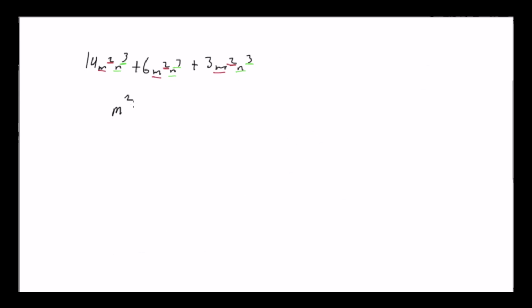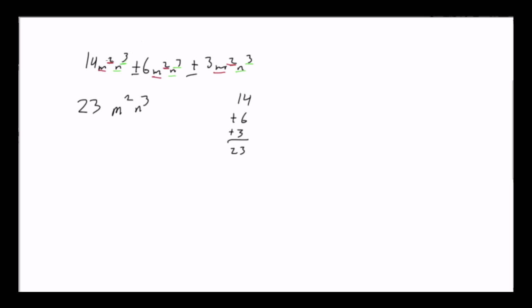So whatever our answer is going to be, it's m squared n to the third, because we are adding for each of these. And what we really just need to do, off to the side here, is see what 14 plus 6 plus 3 is, and that's 23. So we're going to have 23m squared n to the third. And it's just that simple to evaluate polynomials when you're adding.